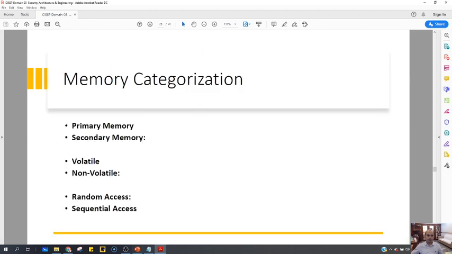Moving further is memory categorization. Memory can further be categorized as primary memory, secondary memory, volatile memory, non-volatile memory, random access memory, sequential access memory, right? So we need to understand this categorization also. As per this categorization, the primary memory holds readily available information and is accessed by the CPU. It is temporary. An example of the same is RAM.